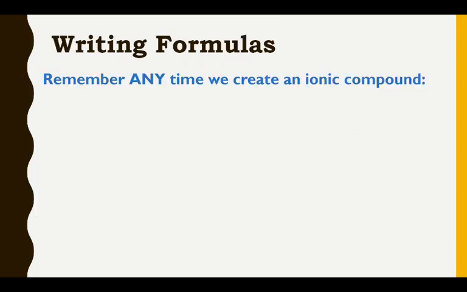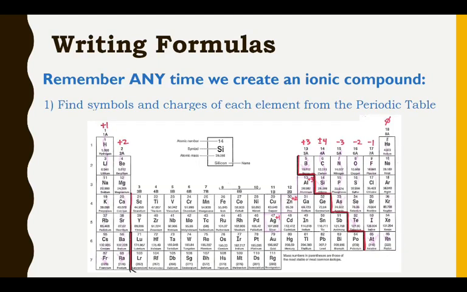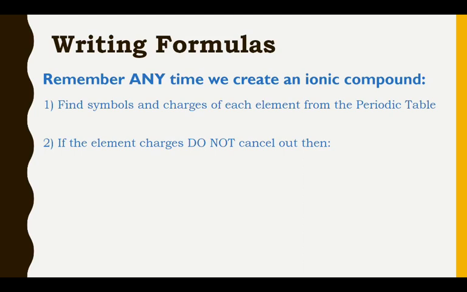So just as a general reminder, because we're going to be writing formulas, anytime we create an ionic compound, that BX compound, we need to find the symbols and charges for the elements we're putting together from the periodic table, just based on their location, like this map reminds us. Hopefully you have those written down. If those charges don't cancel out, if it's not like a +1 -1 and a +2 -2, where one of each atom would cancel out and add up to 0, then we have to cross-drop reduce those charges.